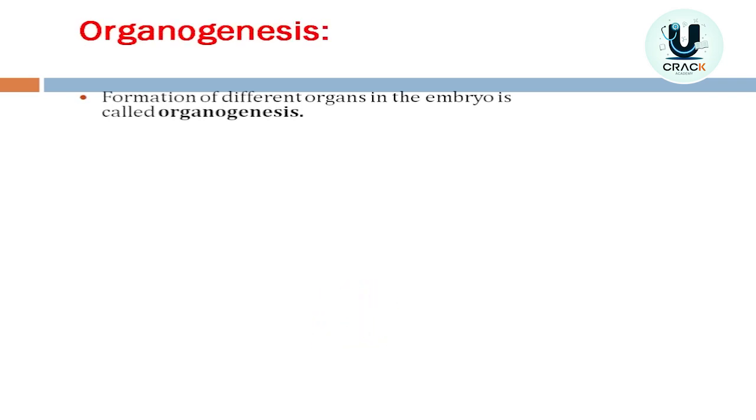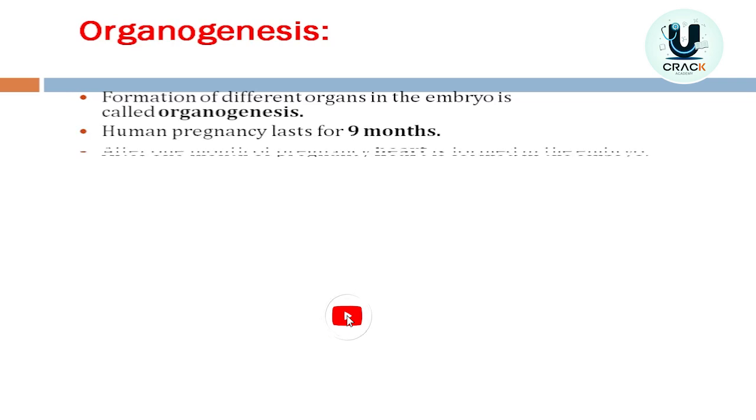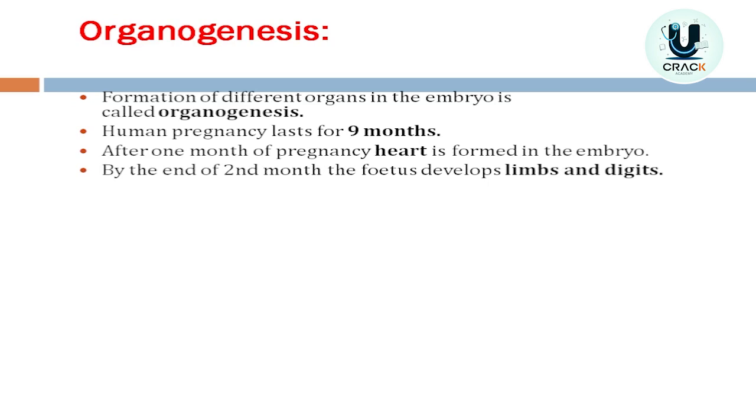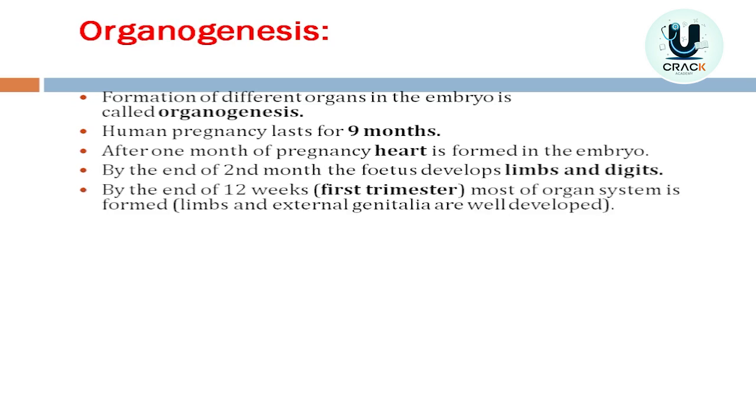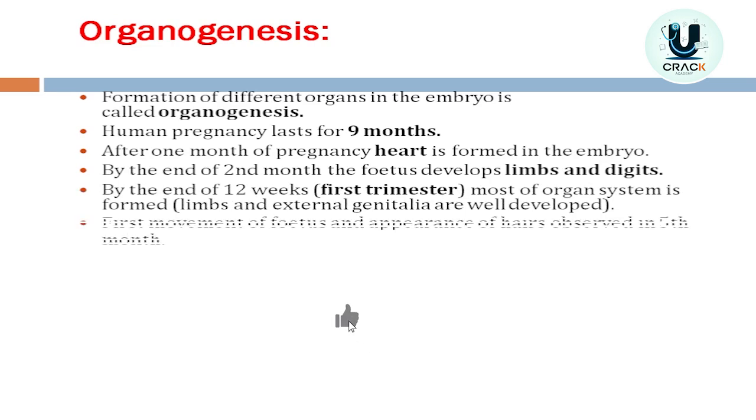Organogenesis. Formation of different organs in the embryo is called organogenesis. Pregnancy lasts for 9 months. After 1 month of pregnancy, the heart is formed in the embryo. By the end of the second month, the fetus develops limbs and digits. By the end of the 12th week, most of the organs are formed.